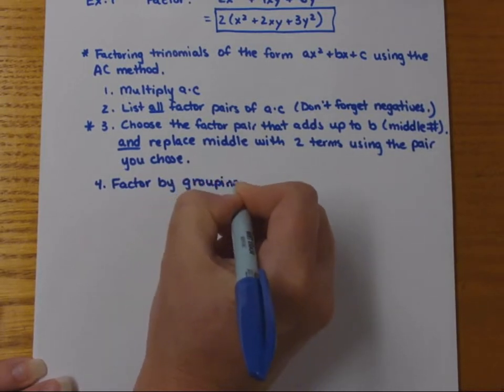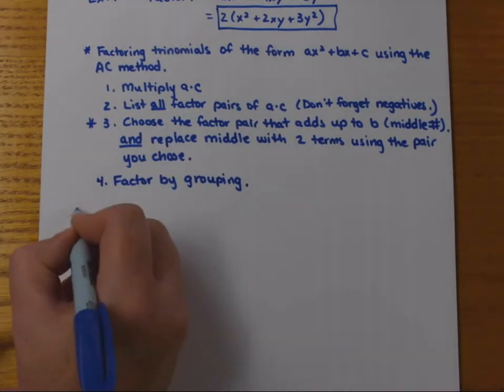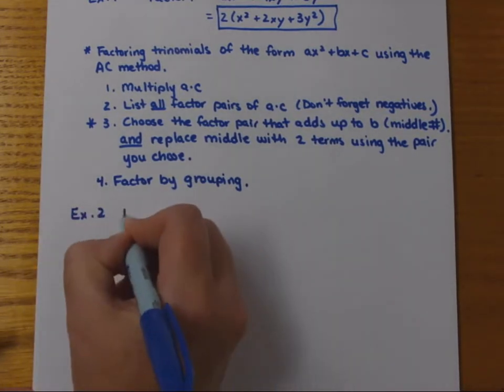So we teach the AC method here because although it's a little bit longer process to learn than maybe some of the others, if something is factorable, it works every time to factor an expression. So that is why we like it, and that's why we tend to use that here.